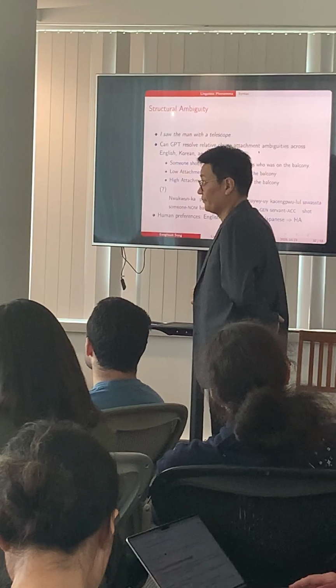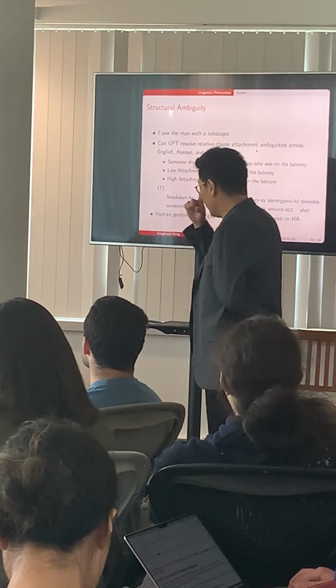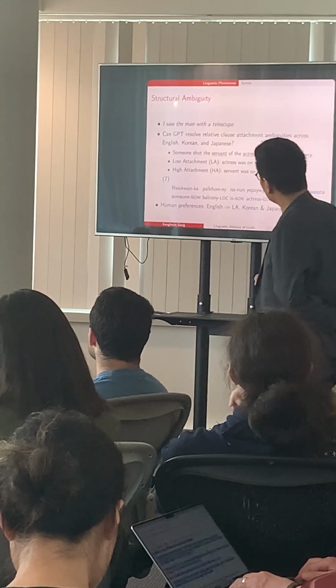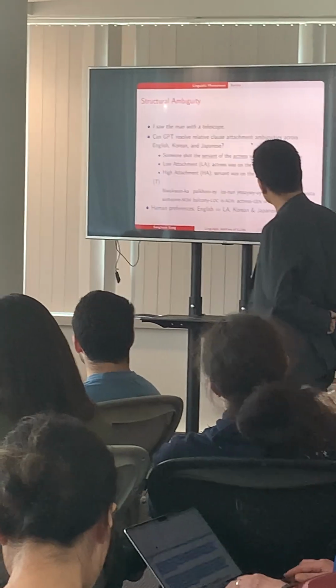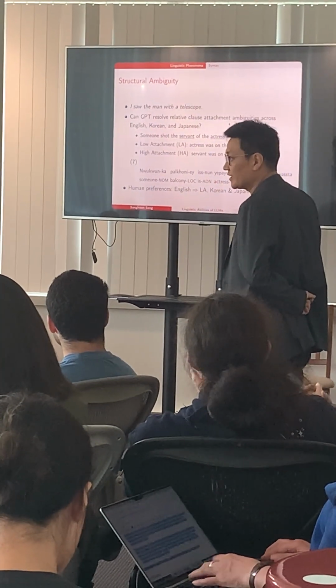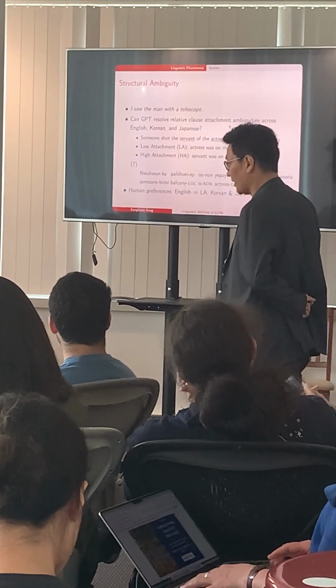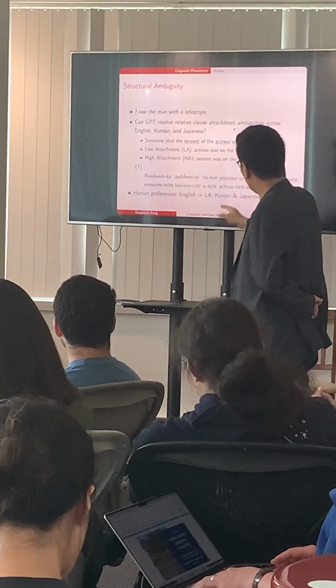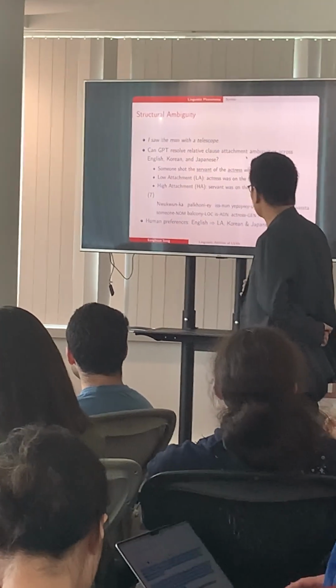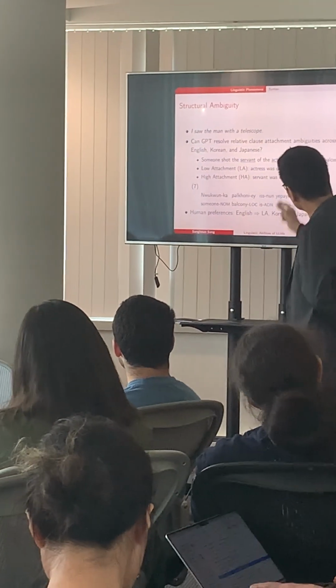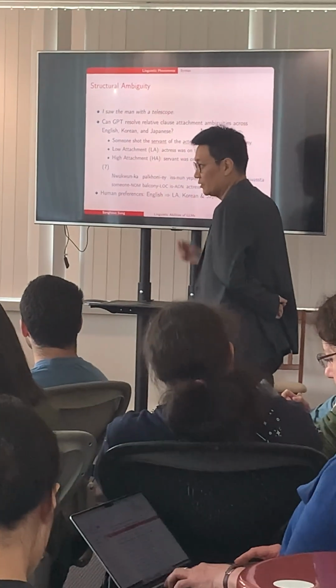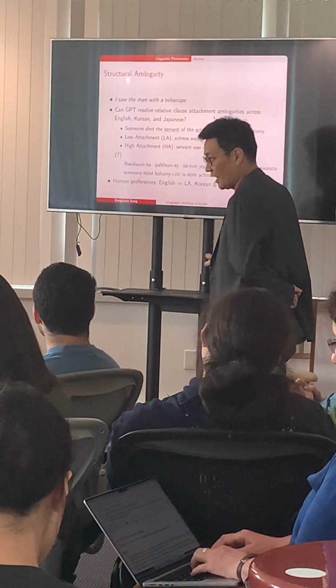Okay, and then how about this one? Someone shot a servant of the actress who was on the balcony. This sentence can be interpreted either this way or that way: the actress was on the balcony or the servant was on the balcony. So this sentence is basically ambiguous.